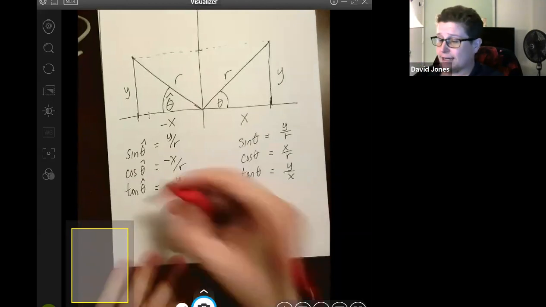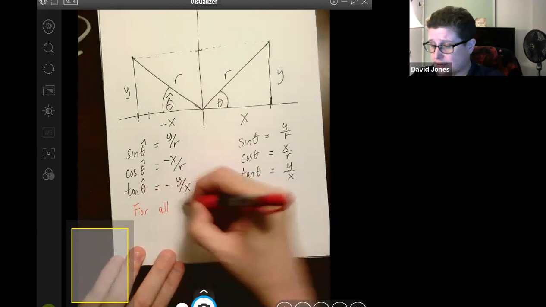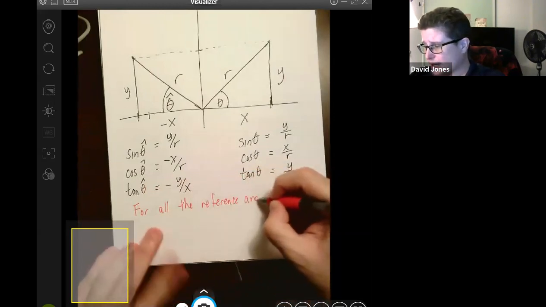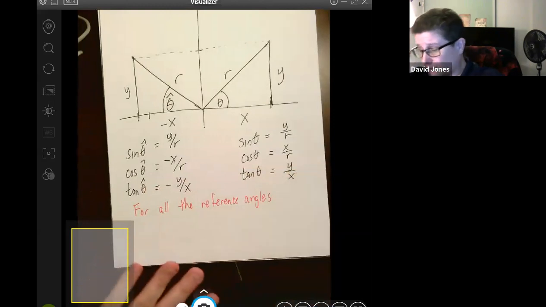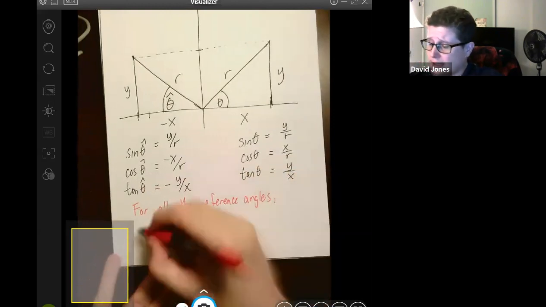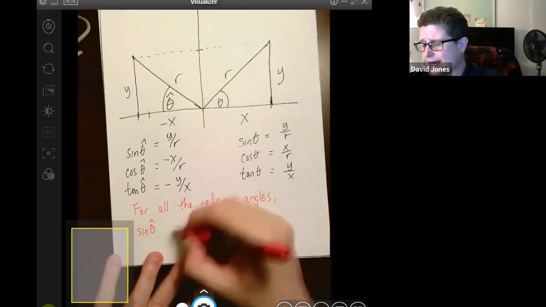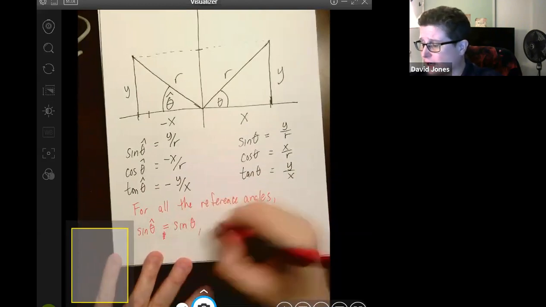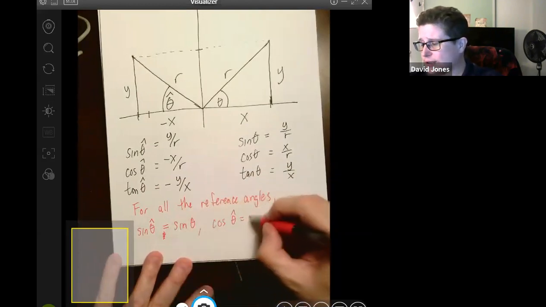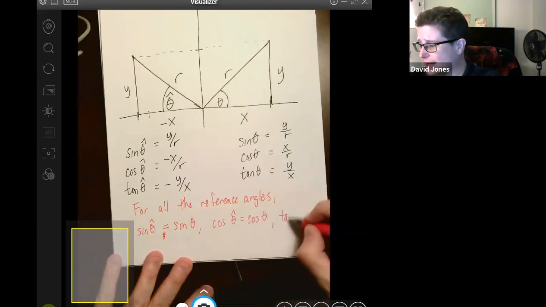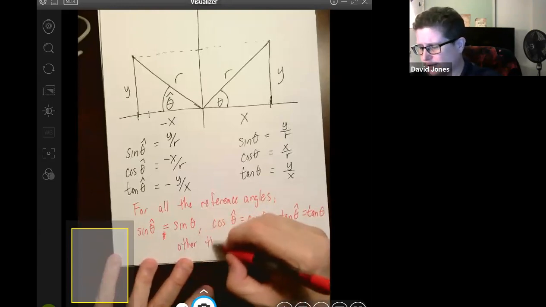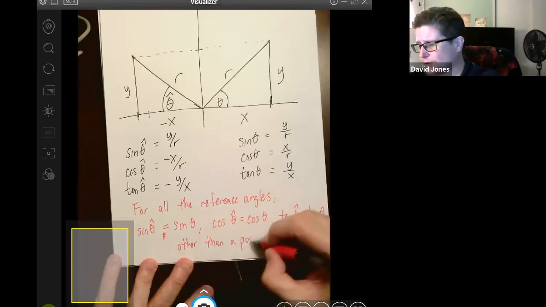For all the reference angles, you'll notice something. I illustrated it with the one in quadrant 2. For all the reference angles, sine theta hat equals sine of theta. Cosine theta hat equals cosine theta. And tangent theta hat equals tangent theta, other than maybe a sign change. Possible sign change.